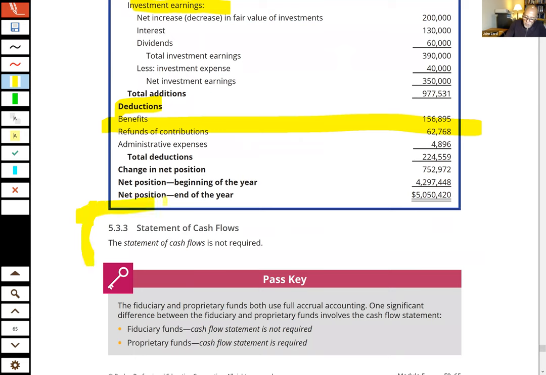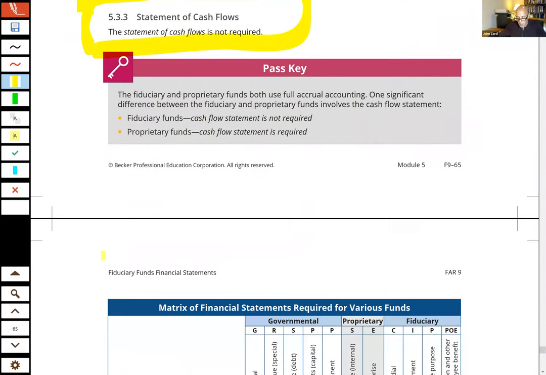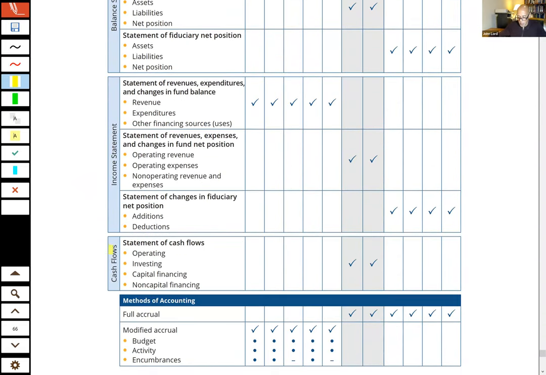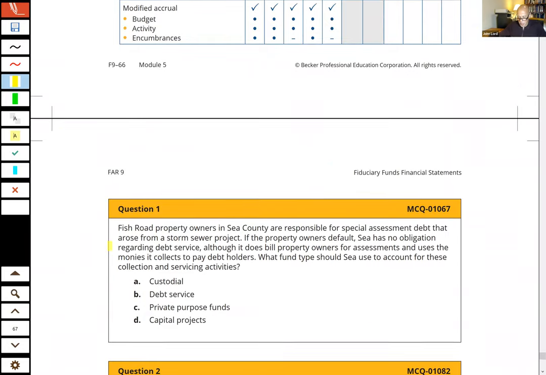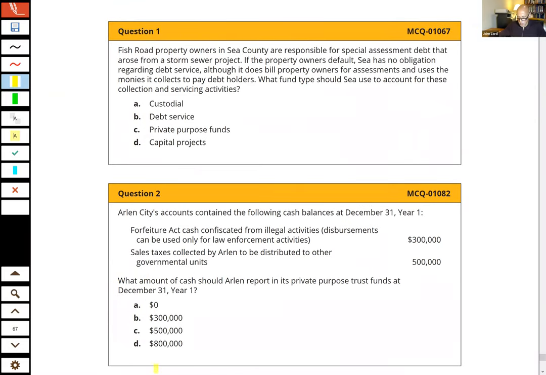Statement of cash flows, again, only prepared by the proprietary funds. Okay, all right, good. So with all that, let's go ahead and take a look at a couple of questions and we'll wrap up chapter 9.